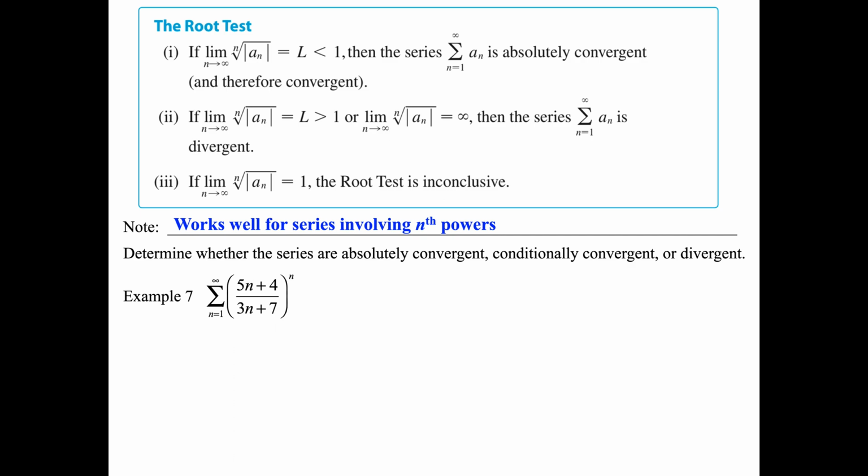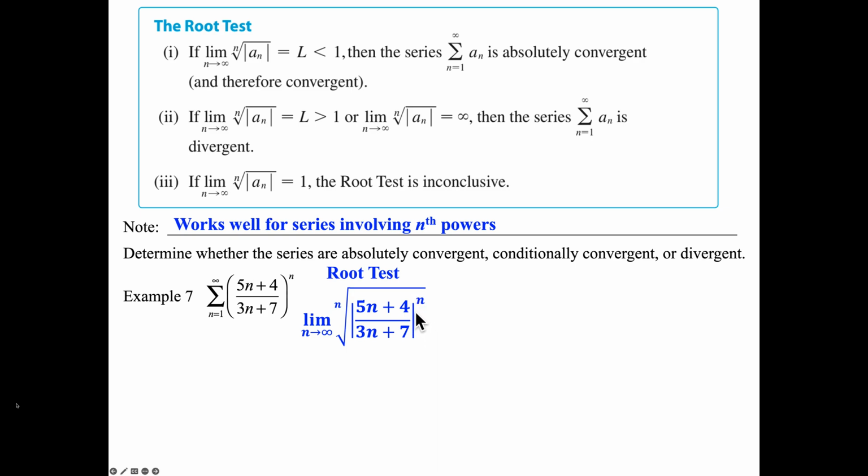So, an example, we have an infinite series. We have, in parentheses, 5n plus 4 over 3n plus 7, all raised to the nth power. Good time for the root test. You take the limit as n goes to infinity of the nth root of the absolute value of the nth power. So the nth root and the nth power will cancel each other out.